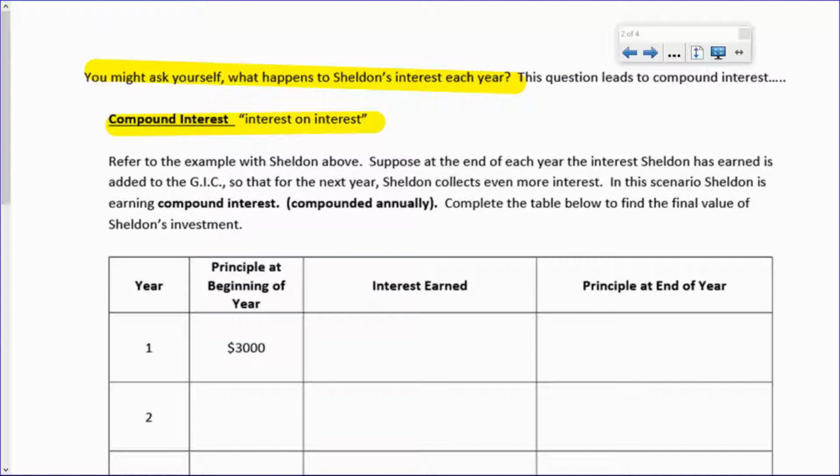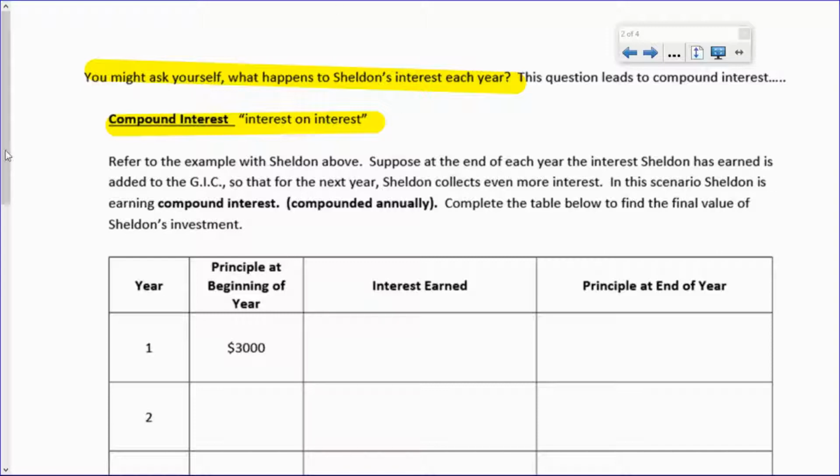Suppose at the end of each year, when Sheldon has earned his $135, suppose he has that money put back onto his GIC. So the next year, there's actually more money that's collecting interest because the interest has been added to the investment and now that collects interest. So you're taking a percentage of a larger number.